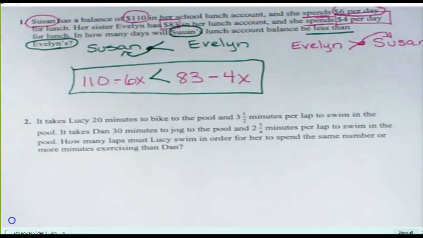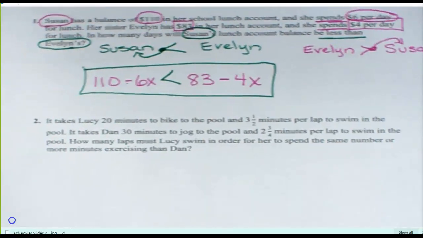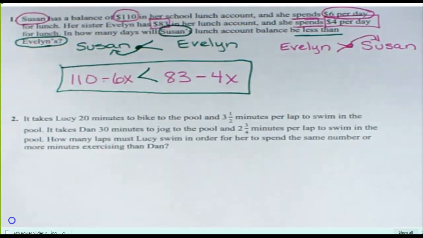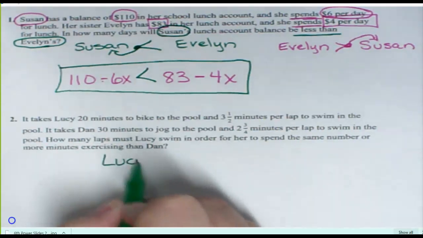All right. Let's look at number 2 and 3. I'm going to help you set up our labels, but you're still going to be responsible for coming up with the inequality. So let's talk about number 2. It takes Lucy 20 minutes to bike to the pool and 3.5 minutes per lap to swim in the pool. It takes Dan 30 minutes to jog to the pool and 2 3/4 minutes per lap to swim in the pool. How many laps must Lucy swim in order to spend the same number or more exercising than Dan? So who are we talking about? Lucy and Dan.